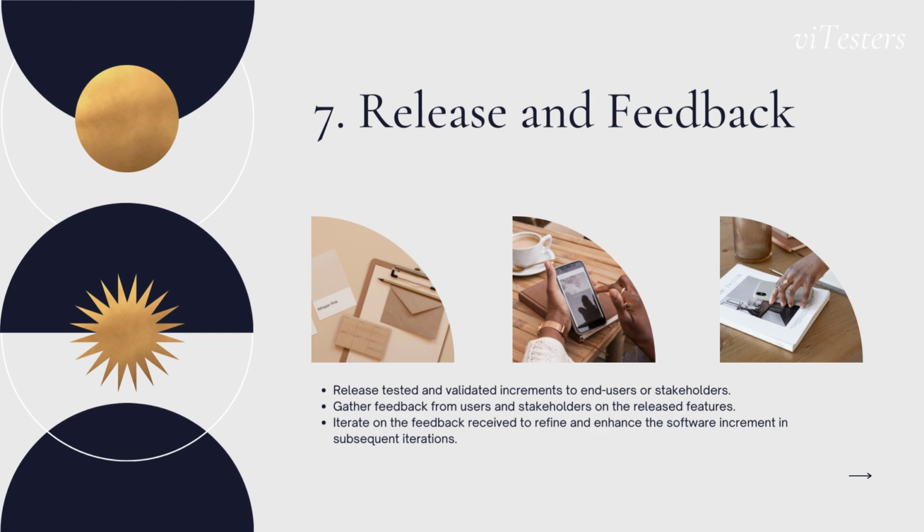Release and feedback. At the end of each sprint, tested and validated increments were released to the end users. The gathered inputs of end users or stakeholders were incorporated into future iterations. This was done at the product owner's end, and the finalized decisions were communicated across the teams. By following the Agile testing life cycle, teams could effectively manage testing activities within Agile software development projects, ensuring the delivery of high-quality software increments that meet customer needs and expectations.